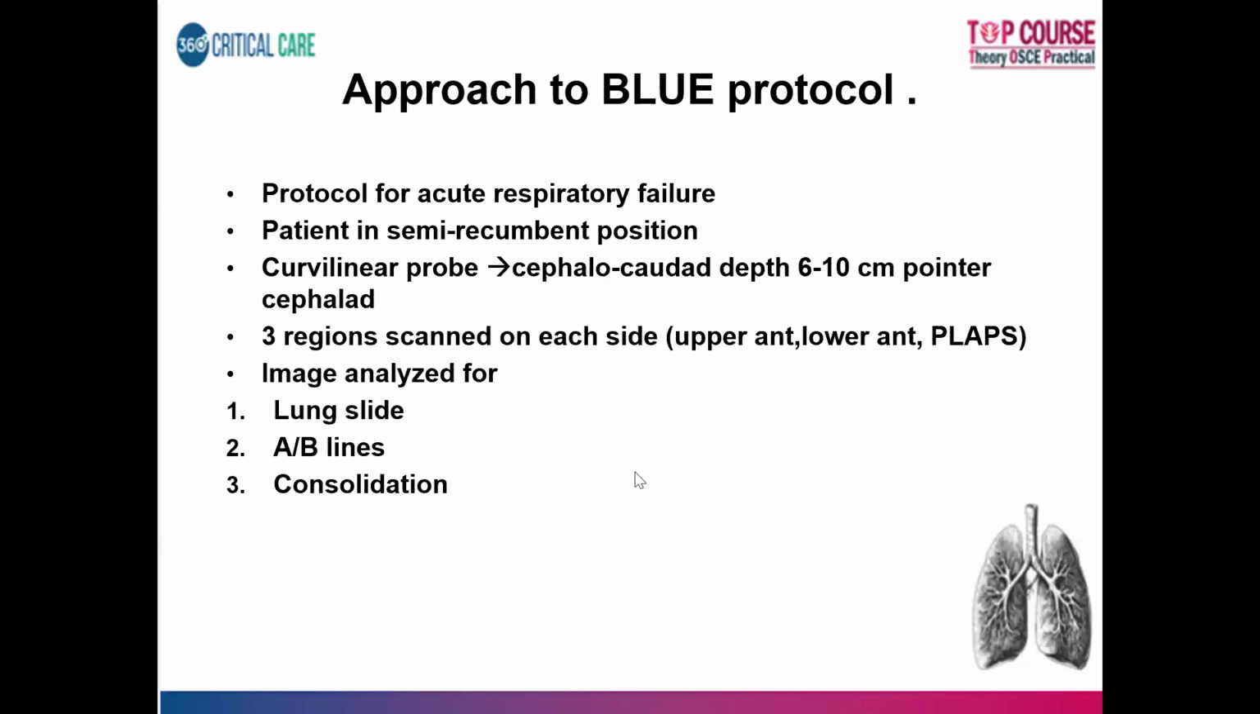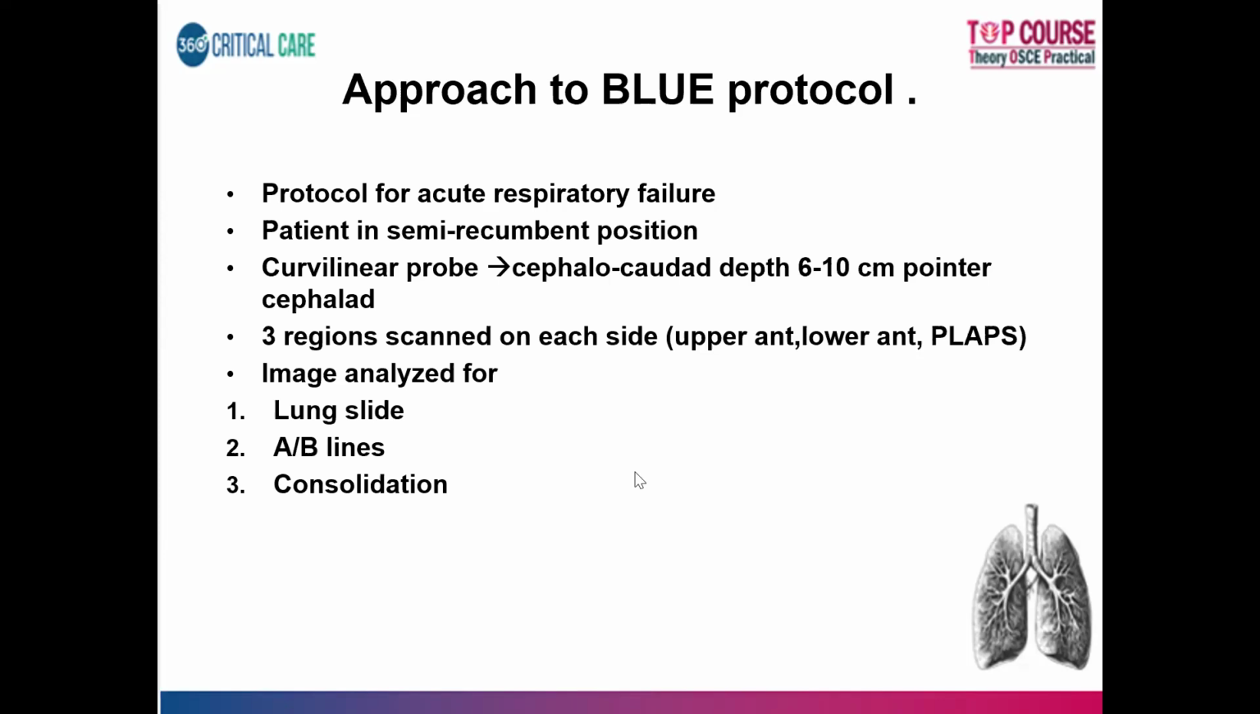After that, three areas you have to scan on each side. Okay, so totally six regions will be scanned. So hemithorax left: upper anterior, lower anterior and PLAPS point; hemithorax right: upper anterior, lower anterior and PLAPS point. Okay, so these totally six regions will be scanned in the BLUE protocol.